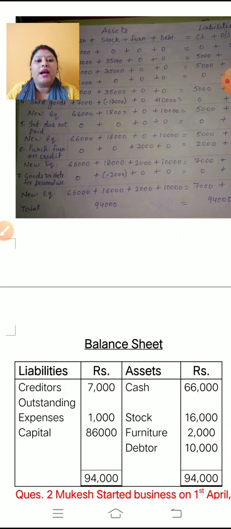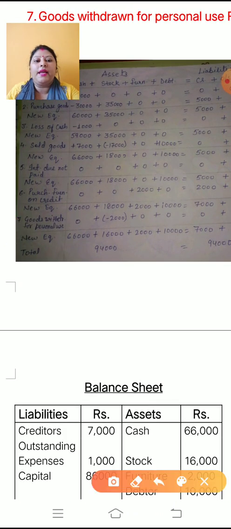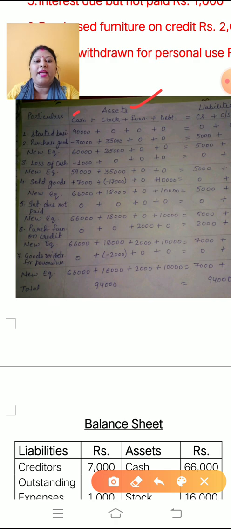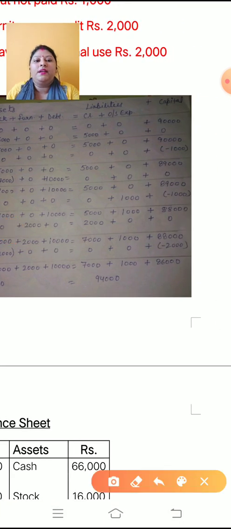You have done the accounting equation, so upside here asset column you have done. In asset column you have made cash, stock, furniture, debtor. So these 4 columns you have to write down in the asset side, and the amount which will come at the end, this amount you have to write down in the asset side. And liability side, the topics are creditor, outstanding expenses and capital, and the amount which will come at the end, this amount you have to write down liability side.